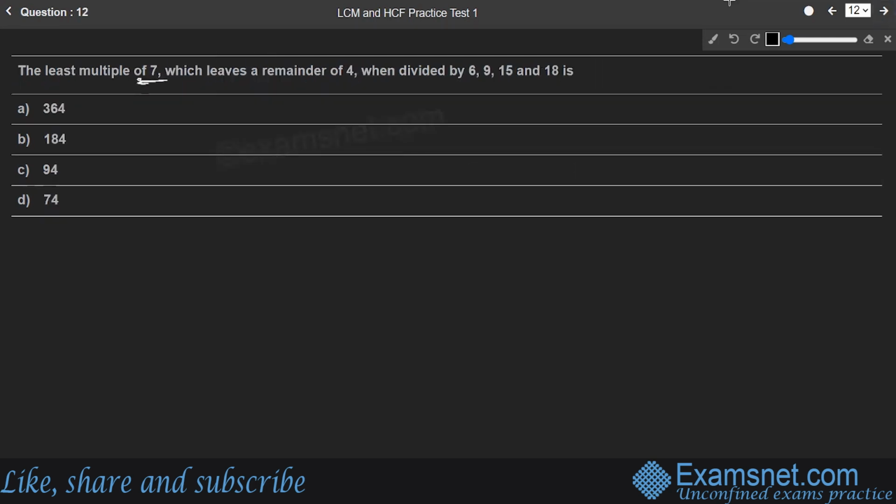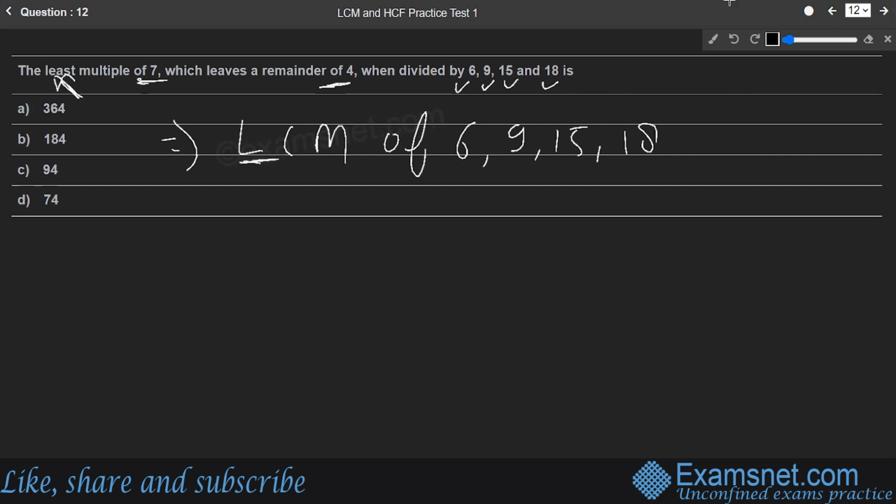Next, the least multiple of 7 which leaves a remainder of 4 when divided by 6, 9, 15, and 18. These types of questions can be solved by a particular method. The answer can be found using the LCM of 6, 9, 15, and 18, because the word least is involved, so we are finding the least common multiple. We'll multiply this by k, and then add 4 to it, since it leaves a remainder of 4. This is the equation that we are supposed to solve.